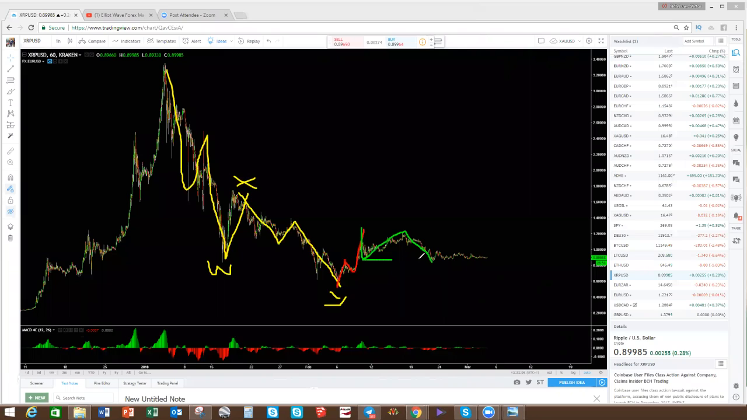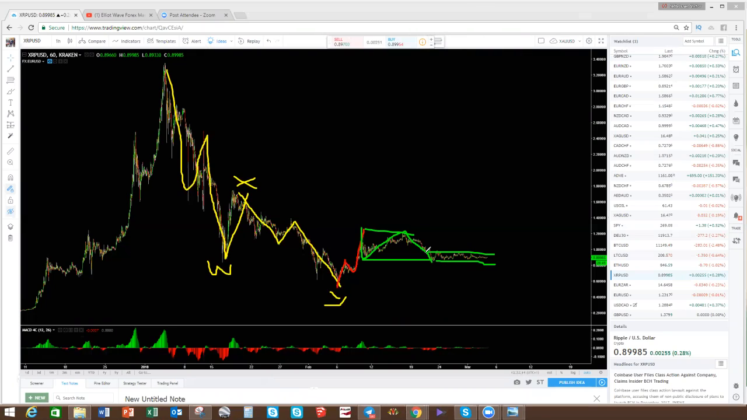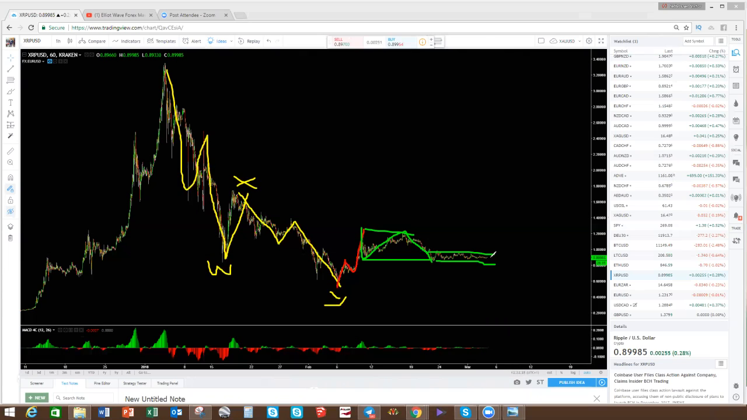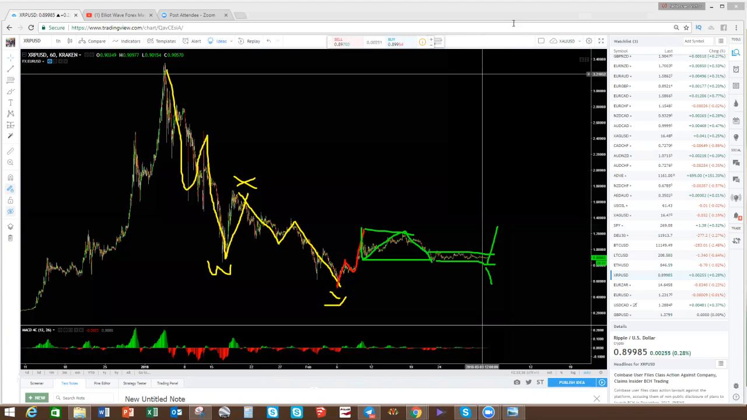And now it looks like we're getting this 1, 2, 3. It looks like it has made this regular flat here. So we need to see what happens here. This can actually break either side. So you need to wait for the break to either side here. Okay. Ripple is not very clear at this stage. It can break either way. Can break up, can break down. Okay, so that's all the cryptocurrencies.